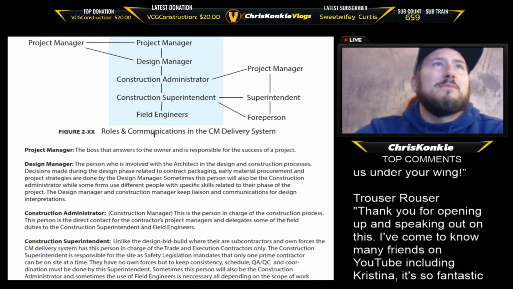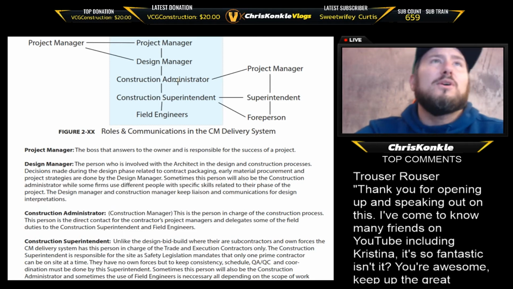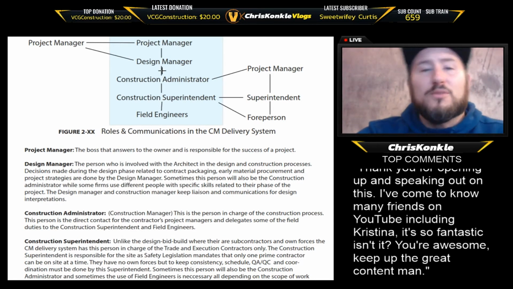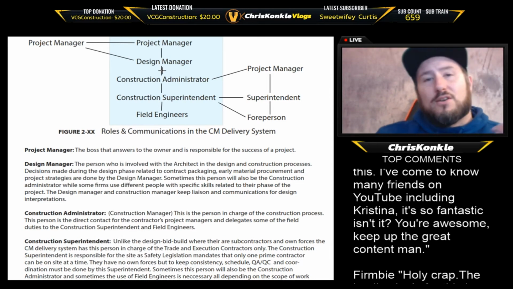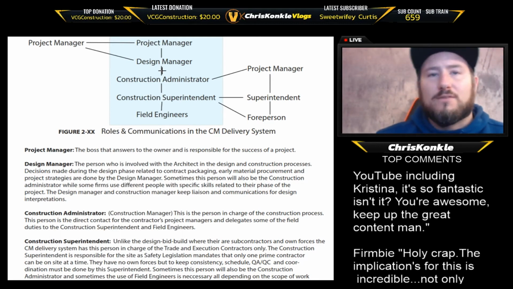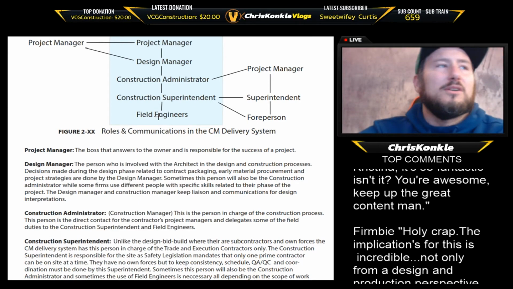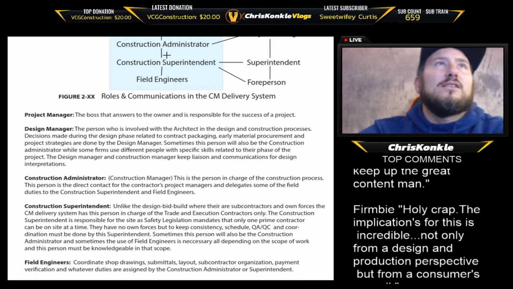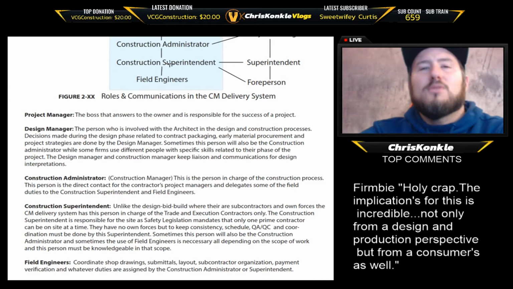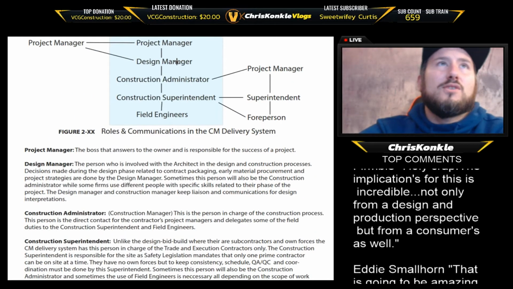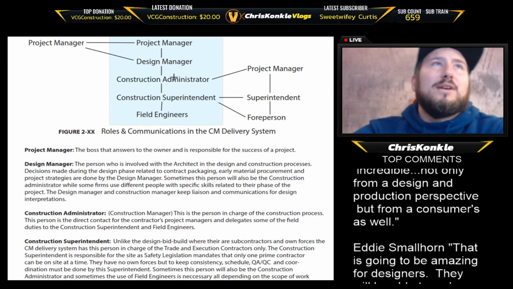The construction administrator can be a single person as well and is involved in both phases. Just depends on their set of skills, right? How involved they are. That's how that works. So the construction administrator will most of the time be the superintendent during construction or the design manager during the design phase.